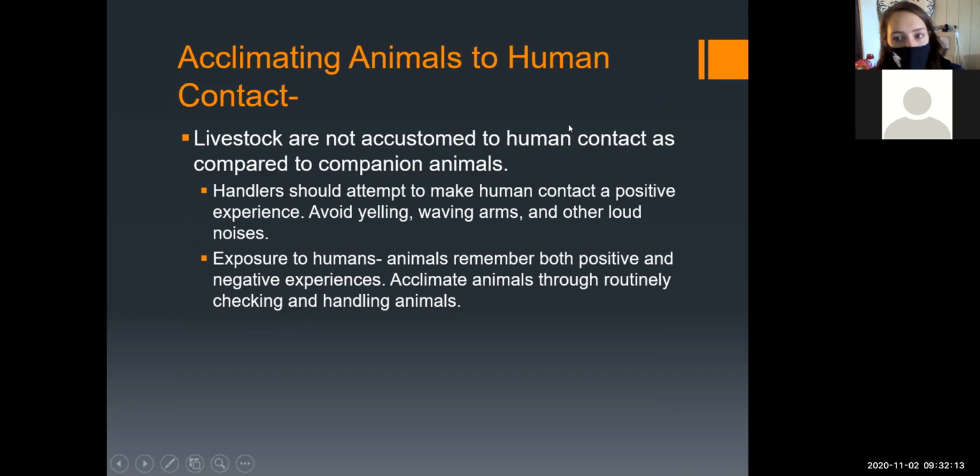Livestock are not as accustomed to human contact compared to companion animals like dogs and cats. So you need to attempt to make human contact a positive experience for them. Also make sure you're having that human contact as much as possible. Avoid any yelling, waving arms, or other loud noises. Animals are going to remember positive and negative experiences, so acclimate them through routinely checking them and handling the animals. Make sure you're going through and touching them, handling them, especially when they're young.